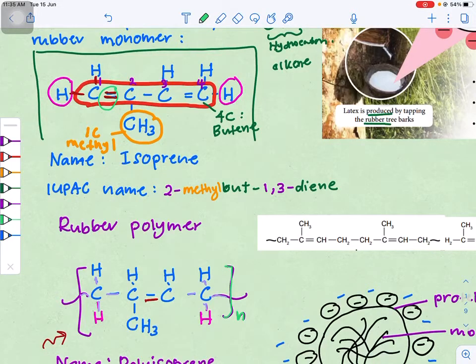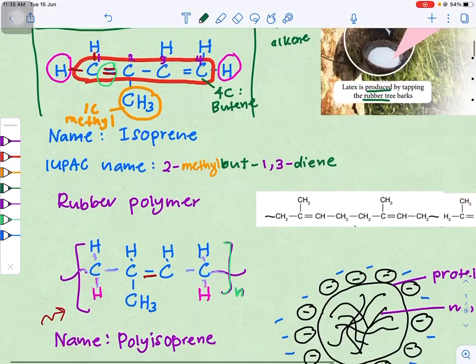You just know kalau you have 1000 n, so 1000 monomer combined, so dia akan jadi polymer yang mengandungi 1000 monomer dalam tu. But it's only one polymer. So 1000 monomer jadi 1 polymer yang ada 1000 benda dalam tu. That is what n is. And n mesti ditulis di bahagian belakang dan bawah like this. So what is the name? The name is very simple, polyisoprene.